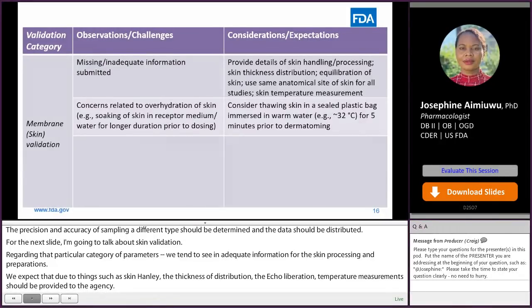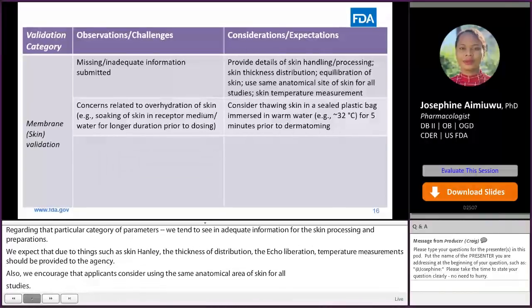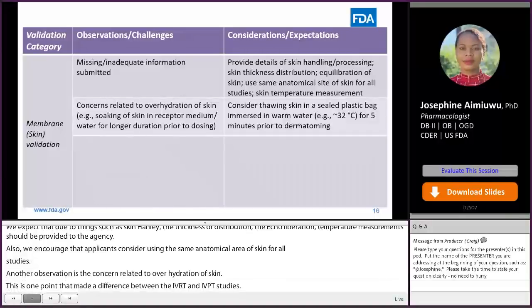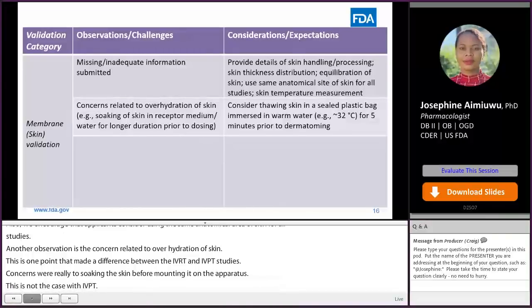Another observation is the concern related to overhydration of skin. This is one fundamental difference between the IVPT and IVRT studies. For IVRT, it is typical to soak your synthetic membrane in receptor solution before mounting on the apparatus. This is not the case for IVPT, since overhydration of skin can compromise the permeability of the skin. So consider thawing your skin and briefly rinsing in warm water prior to use.